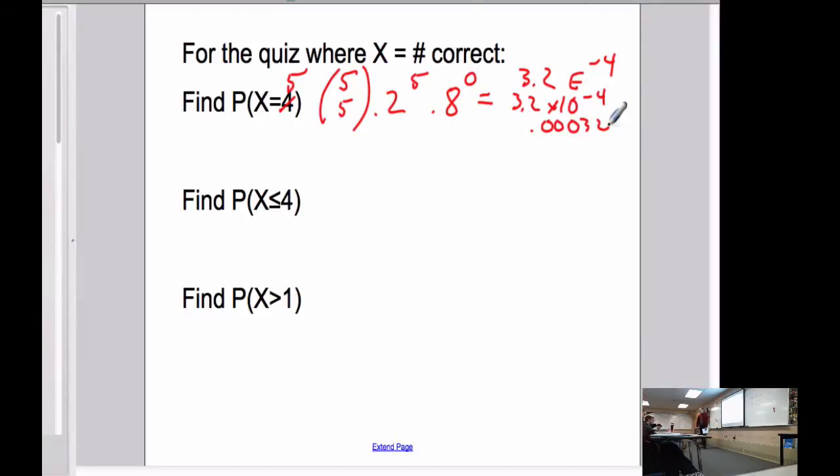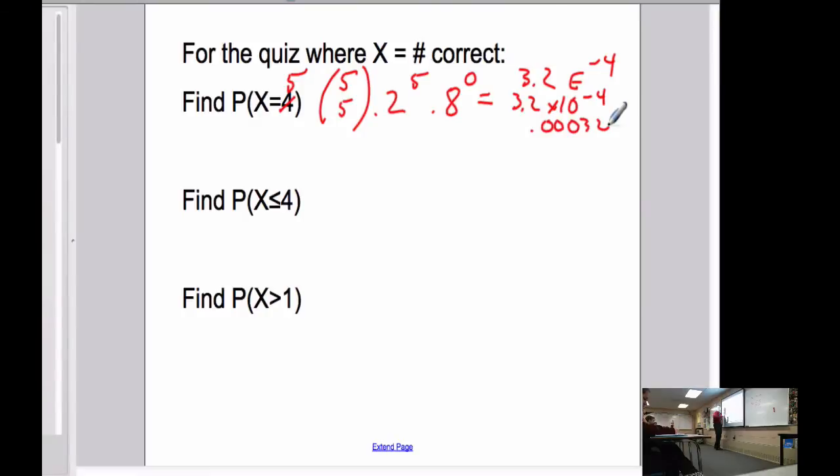Okay? So what if I said find the probability that x is less than or equal to 4? What does that mean? In terms of the Spanish quiz, what does that mean? Got 1 wrong, or 4 correct, or 3 correct, or 2, or 1, or 0. Can 0 work in this case? Yeah. You could have gotten 0 right on this. Remember that, because that'll be different when we get into geometric distribution.